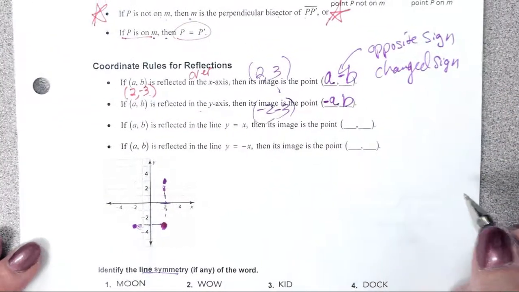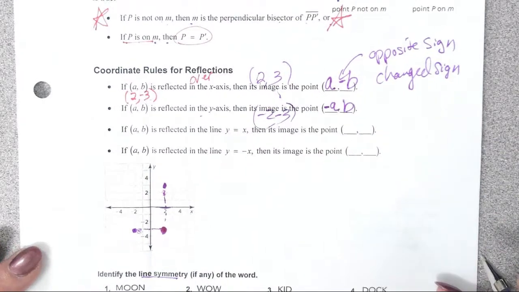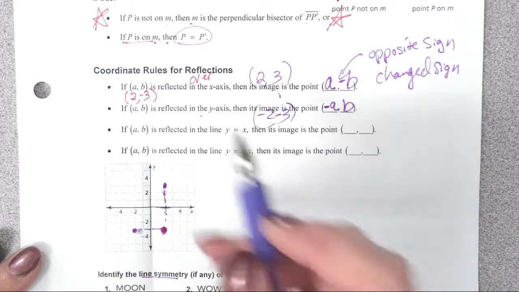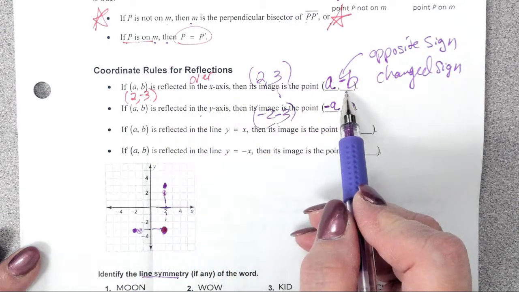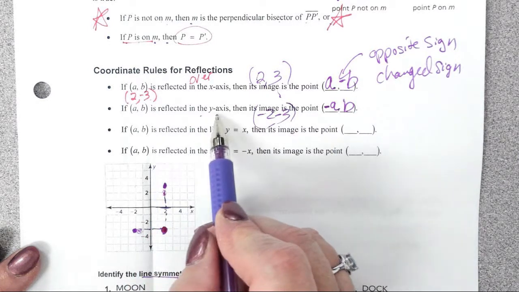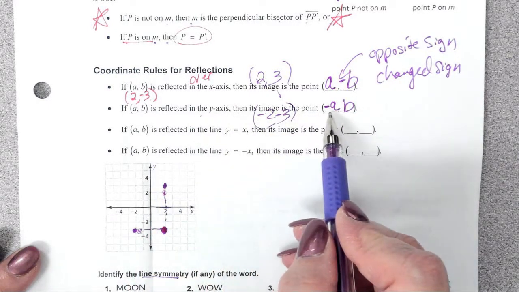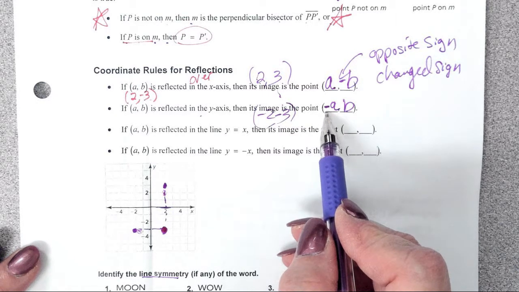So let's back up and look at that for a minute, because that's the same thing that was confusing Jake when he was awake before. If I reflected over the x-axis, I changed the sign on the y. If I reflected over the y-axis, I changed the sign on the x. Wow, rules are a pain, aren't they?